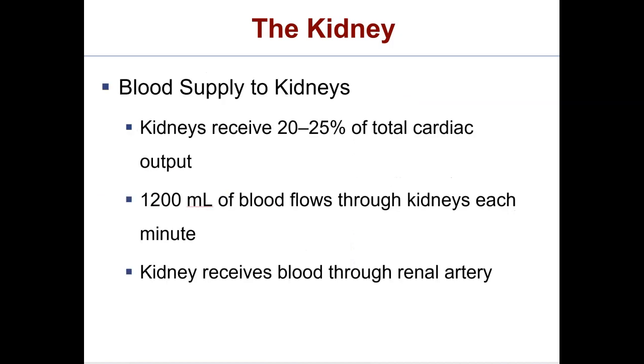Now, the kidneys have a rich blood supply. About a quarter of your cardiac output goes to your kidneys. It's 1,200 mLs per minute. So 1.2 liters per minute is going through your kidneys. That's a lot of blood. And so we need to look at the pathway of blood.